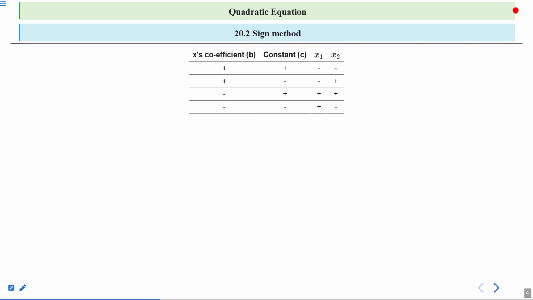Sign method: x coefficient, b coefficient, constant c, x1 and x2. If the coefficient of x is positive and the constant is positive, then x1 and x2 will both be negative. In the same way, if the coefficient of x is positive and the constant c is negative, then x1 is negative and x2 will be positive. Same way, if the x coefficient is negative and the constant is positive, then x1 and x2 will both be positive. If the x coefficient is negative and the constant is negative, then x1 is positive but x2 is negative.